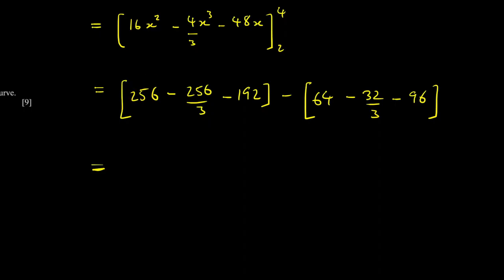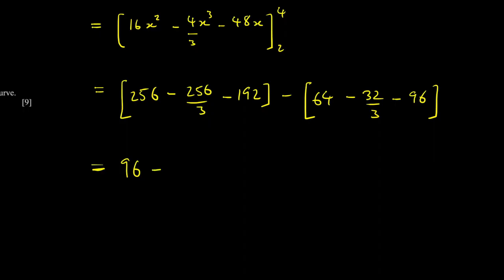I'm going to add up all the bits that don't have thirds in them, right? So I'm going to get 256 minus 192, okay, minus 64, and then minus 96, which is plus 96. If I do that, I get 96. And now I've got negative 256 thirds minus minus, so plus 32 thirds, which is negative 224.